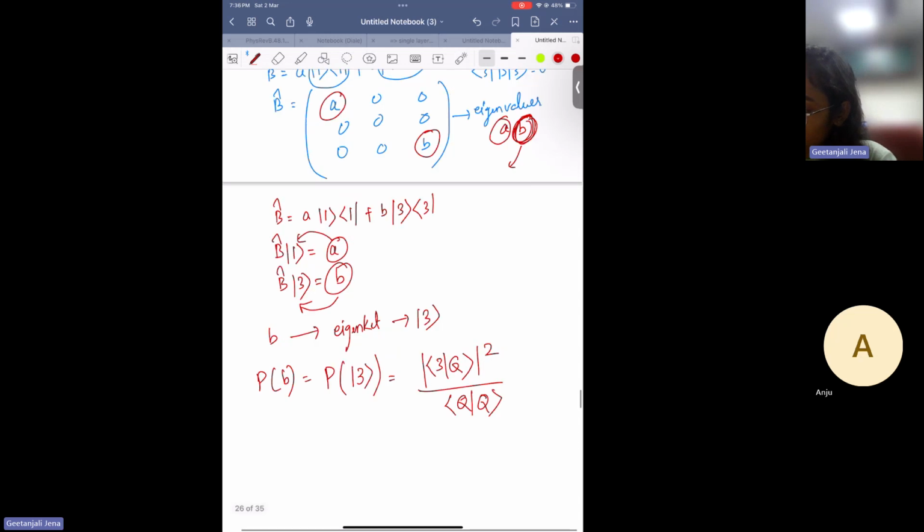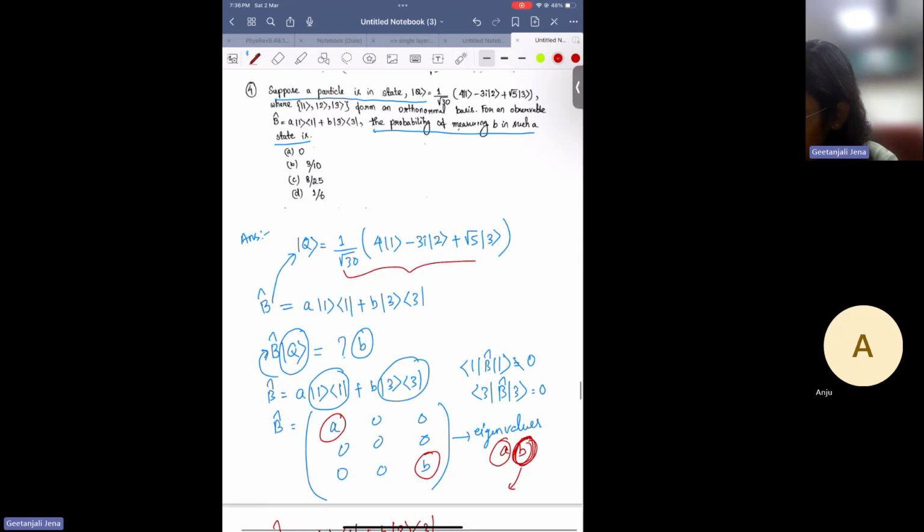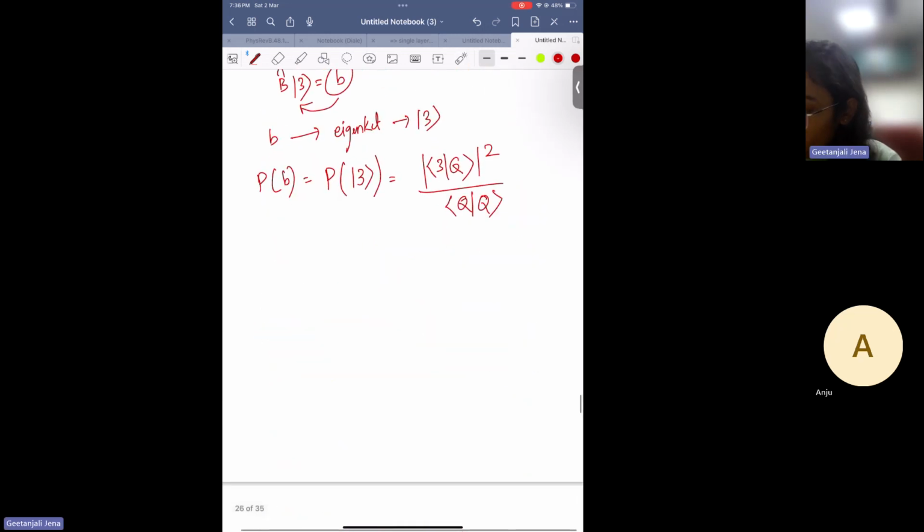So if you see Q, so QQ is here. If you just take the inner product of q with q, then you will see this is 1. So that means this is already normalized, so you can take the denominator as 1. So the probability of getting B is nothing but 3q squared.